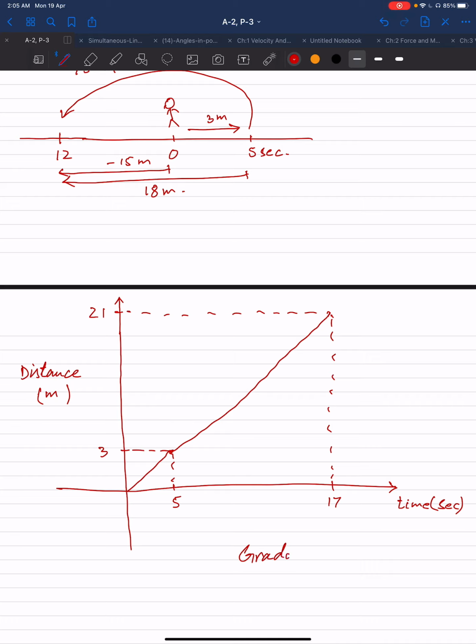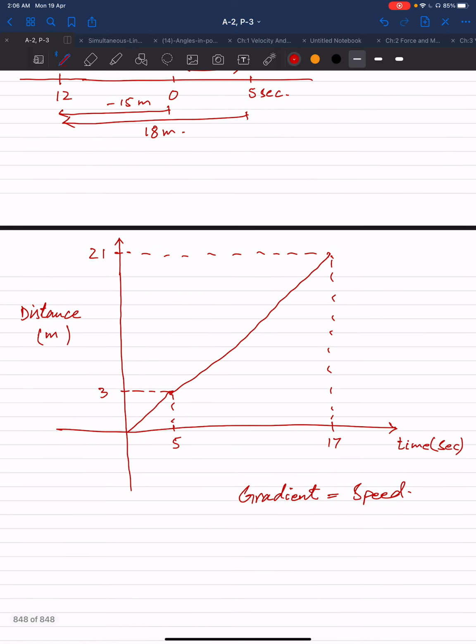So in this graph, if you look at the gradient of this distance-time graph, the gradient is equal to what? That's equal to speed. What does gradient mean? Gradient means if you take the distance s, ds over dt, the change in distance over change in time, is equal to speed.